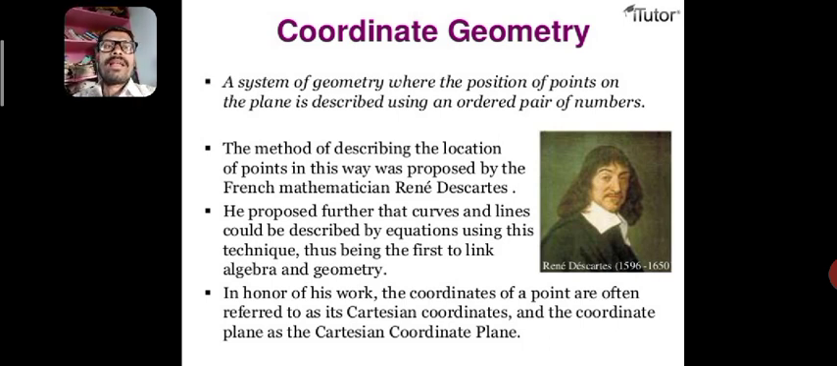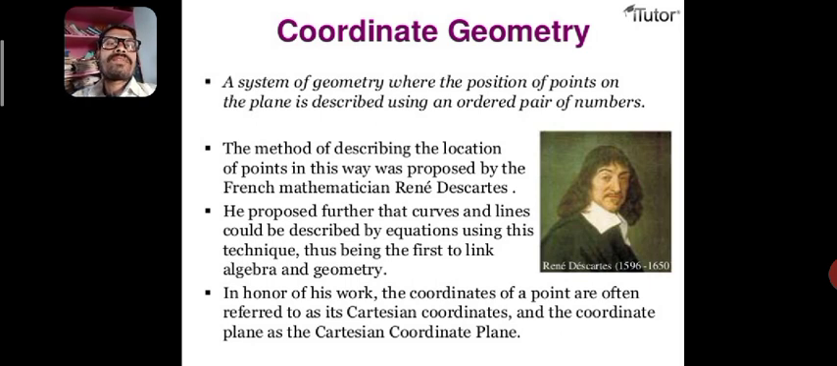Now I will discuss. The method of describing the location of points in this way was proposed by the French mathematician René Descartes. He proposed further that curves and lines could be described by equations using this technique. Not only straight lines, the equations can be linear or quadratic or cubic. Even curved lines like circles, parabola, hyperbola can also be represented on the graph.